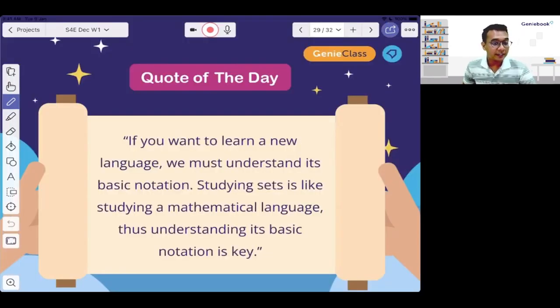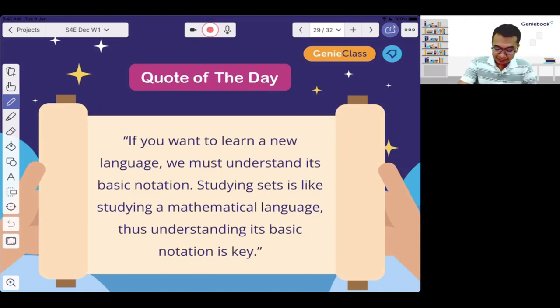And quote of the day: if you want to learn a new language, you must understand its basic notation and alphabets. So studying sets is like studying a mathematical language, so understanding its basic notation is key. But I think that for today's lesson, it was pretty easy to follow. Next week's lesson onwards, once we start to learn more about Venn diagrams and how to find intersection and union of sets, two new concepts that we're going to be focusing on quite a lot next week, questions will start to get more and more interesting.